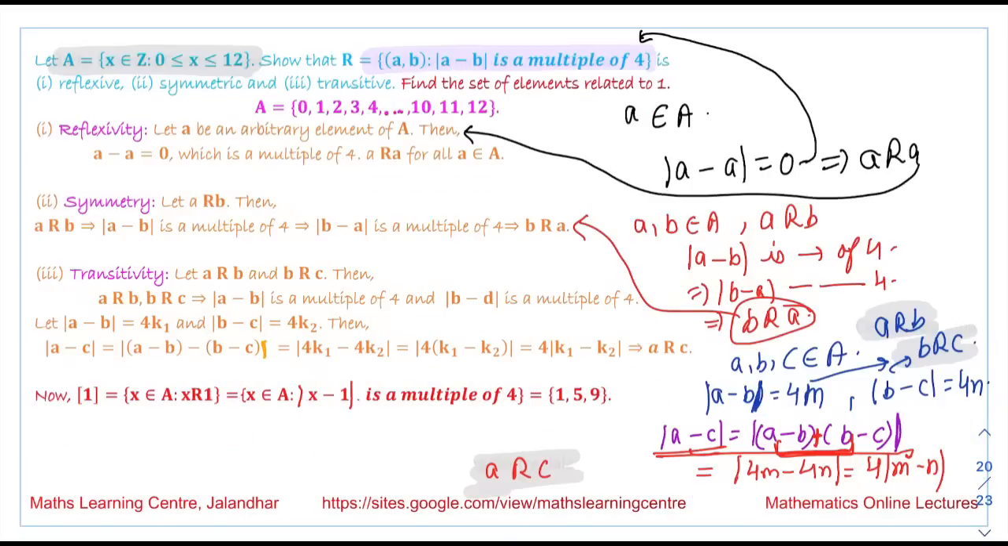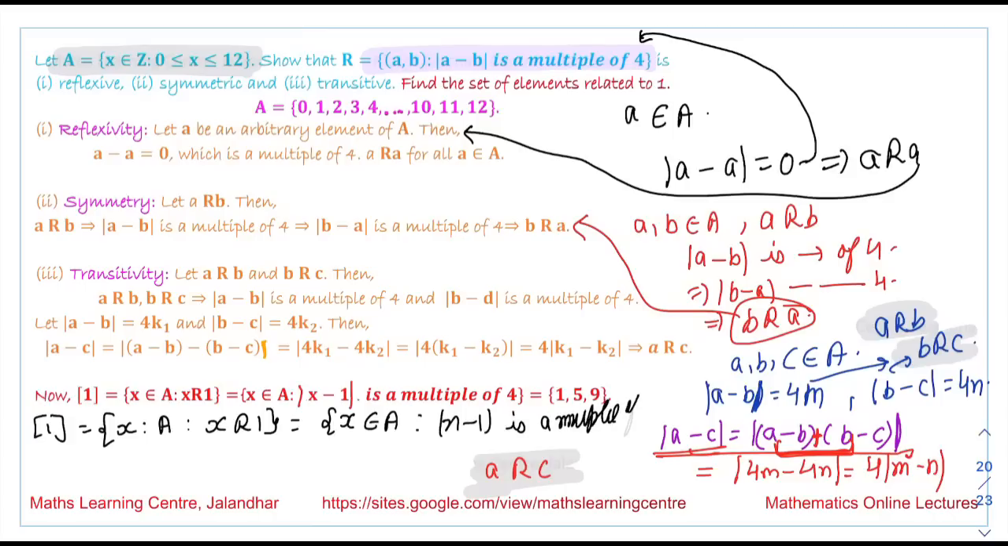So elements related to 1 means the equivalence class of 1. So we are writing it as all those x in A such that x is related to 1. It means all those elements in the set A such that mod of x minus 1 is a multiple of 4, and this set comes out to be the elements 1, 5 and 9. These are the values of x for which mod of x minus 1 is a multiple of 4. So this is the equivalence class corresponding to the element 1.